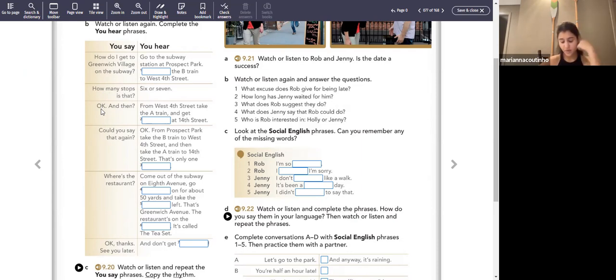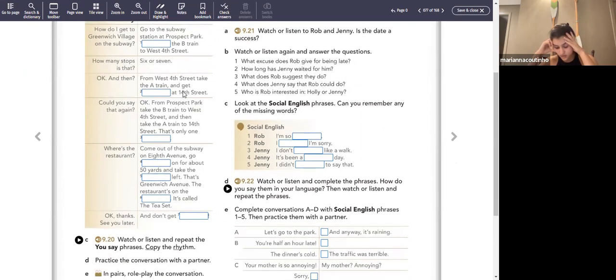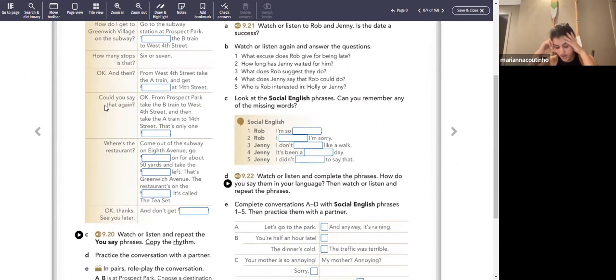Okay, and then from West 4th Street, take the A train and get off at the 14th Street. Could you say that again? Okay, from Prospect Park, take the B train to West 4th Street and take the A train to 14th Street. That's only one.